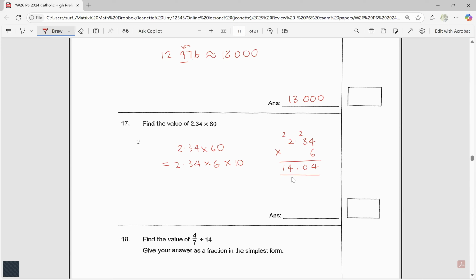So 14.04 times 10, which is 140.4. Okay, 140.4.